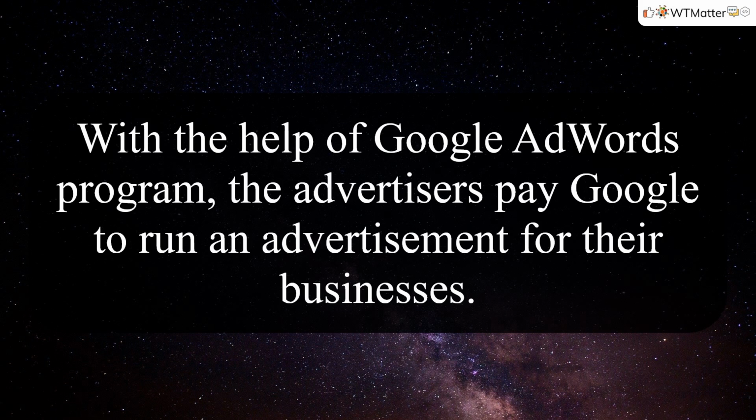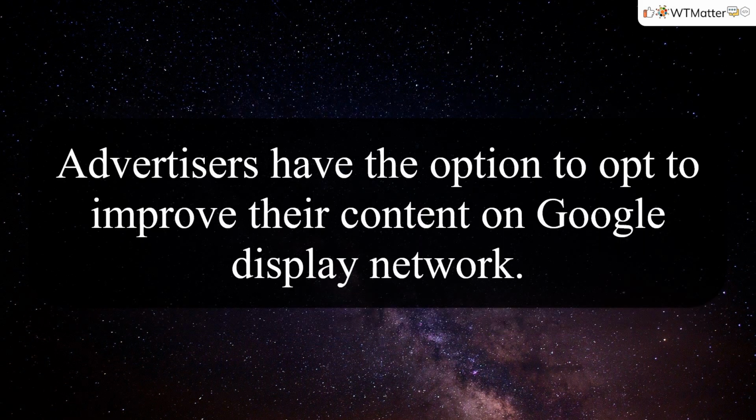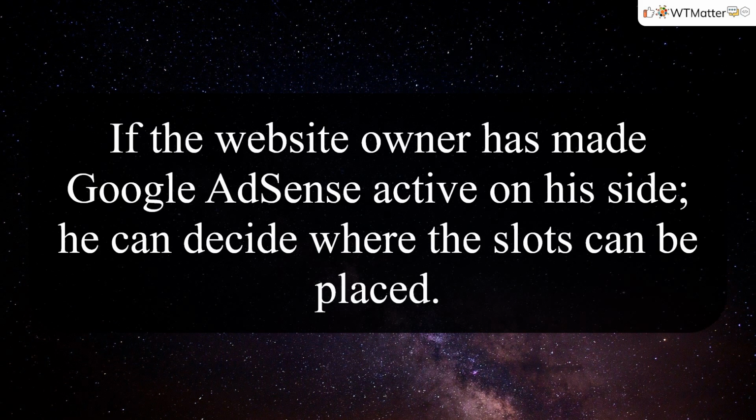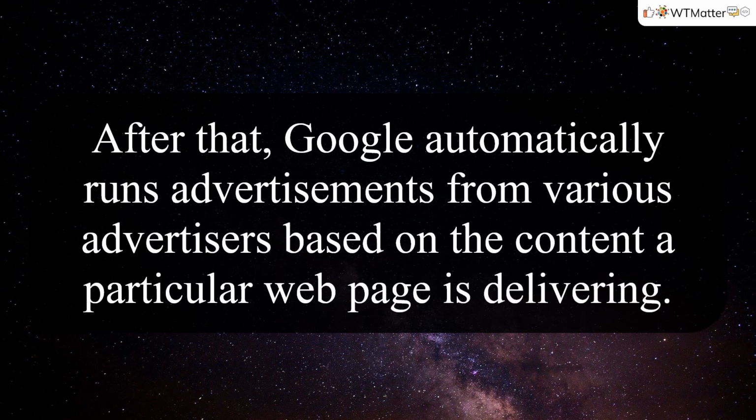With the help of the Google AdWords program, the advertisers pay Google to run an advertisement for their businesses. Advertisers have the option to opt in to improve their content on the Google Display Network. By doing so, their advertisements are eligible to show up in the AdSense slots on participating websites. If the website owner has made Google AdSense active on his side, he can decide where the slots can be placed. After that, Google automatically runs advertisements from various advertisers based on the content a particular web page is delivering.